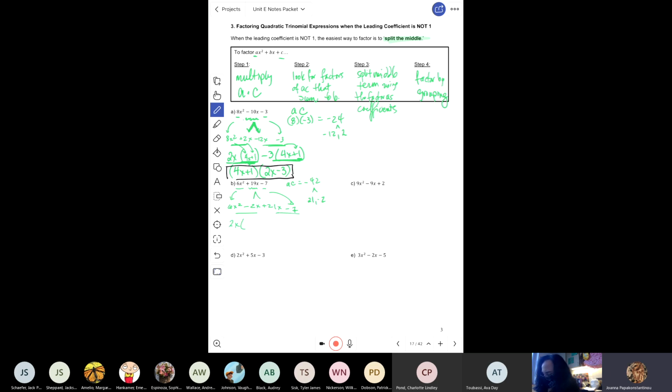2x, giving me inside, what's left? 3x minus 1. And then let's go ahead and take the greatest common factor out here. So hopefully we get this on the inside. What are you factoring out? Plus 7. You with me? And now they each have a 3x minus 1, leaving me 2x plus 7. That's my final answer.